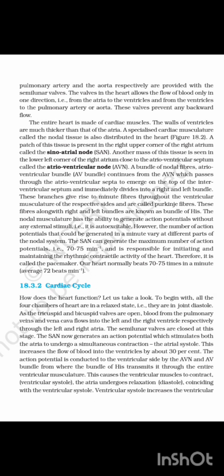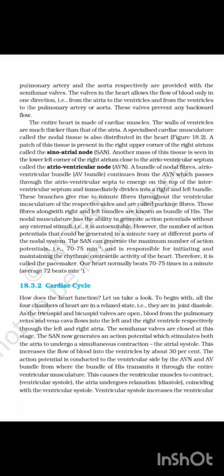The entire heart is made up of cardiac muscle. The walls of ventricles are much thicker than those of atria. Specialized cardiac musculature called the nodal tissue is also distributed in the heart. Figure 18.2. A patch of this tissue is present in the right upper corner of the right atrium, called the sinoatrial node (SAN). Another mass of this tissue is seen in the lower left corner of the right atrium close to the atrioventricular septum, called the atrioventricular node.